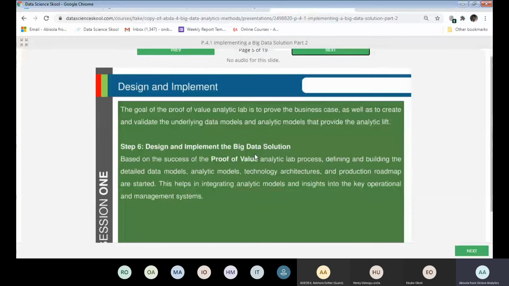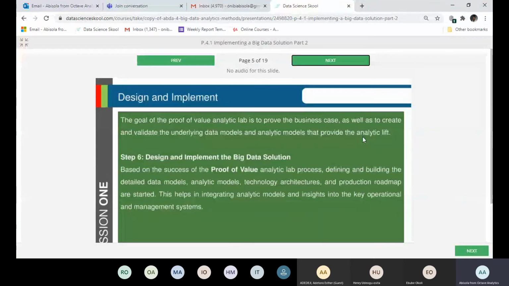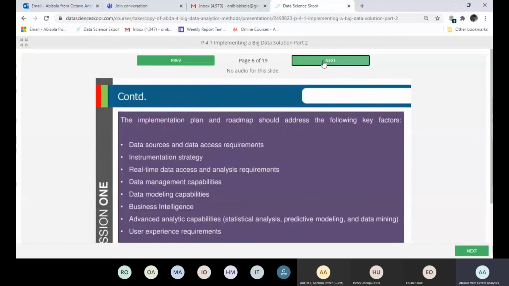And then lastly, you design and implement. So design and implement is where you build your data models, analytical models, and so on and so forth. And then you integrate the insights that you now get from these analytical models into key operational management systems within the organization. So this is the part where you actually develop these data models and perform these analyses. I cannot go into details because of time. Sorry. So I'm trying to rush up everything.